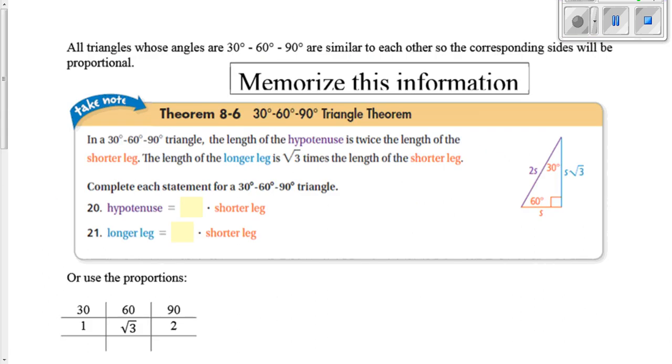All right, so the other special triangle we're going to talk about is the 30, 60, 90.